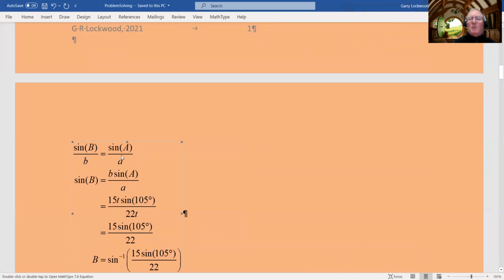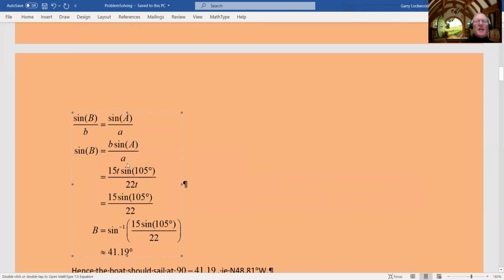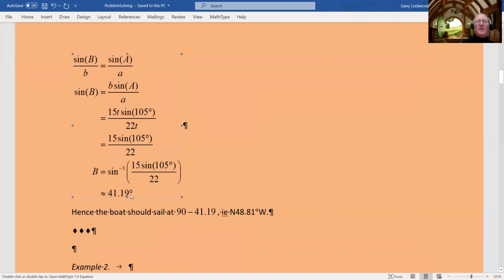Sine B on B is equal to sine A on A. And of course we could say B on sine B equals A on sine A and just invert them, but it's the same thing. So sine B is B sine A on A. I've got 15t on the bottom and 22t on the top, and that's a great relief because our t's cancel. I don't, in fact, need to know the time. I just plug in the numbers, chuck them into my calculator, and I will get approximately 41.19 degrees. Now that literally is 41.19. It's not 41 degrees and 19 minutes.